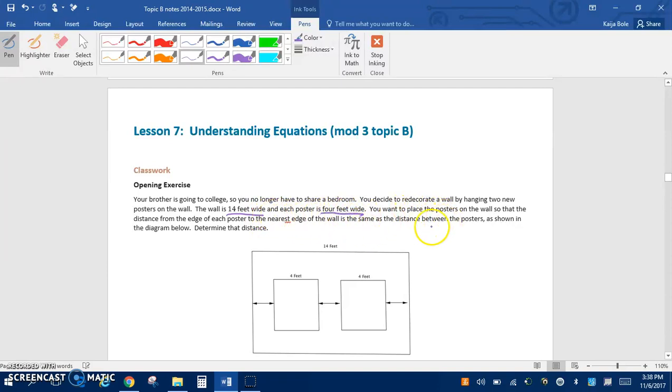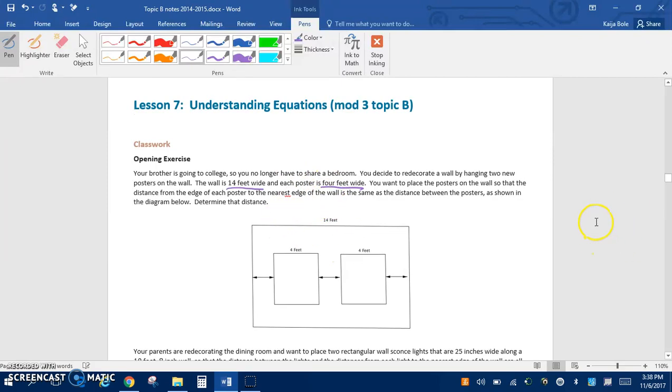You want to place the posters on the wall so that the distance from the edge of each poster to the nearest edge of the wall is the same as the distance between the posters as shown in the diagram below. Determine that distance. Alright, so we know that it's 14 feet across the wall and each poster is 4 feet. So then this distance, they want it to be the same. So I'm going to label all of them x.